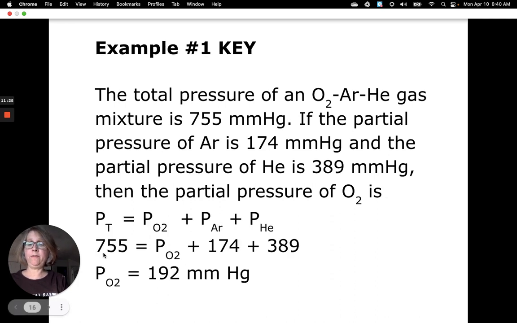So here's 755. Here's the pressure of the argon. Here's the pressure of the helium. We're just going to subtract 174 and 389 from 755 to get the partial pressure of the oxygen. So 192 plus 174 plus 389 will give us the total pressure. Easy, right? Well, let's talk a little bit about this idea of partial pressure. That's example 2.